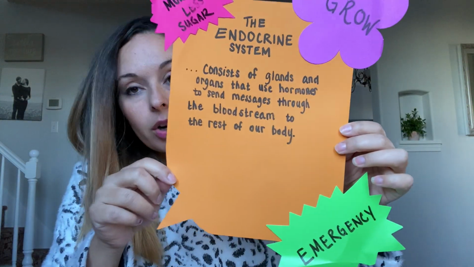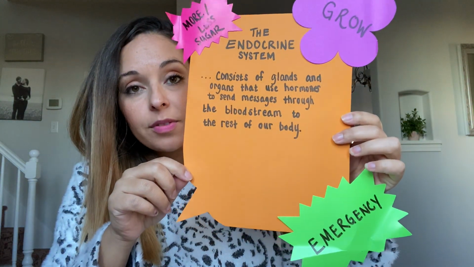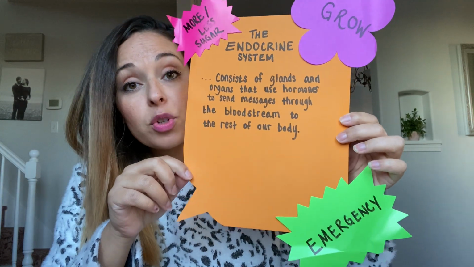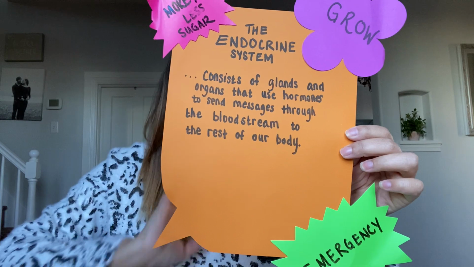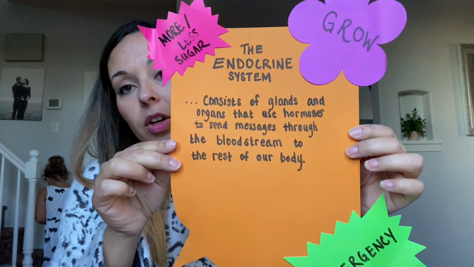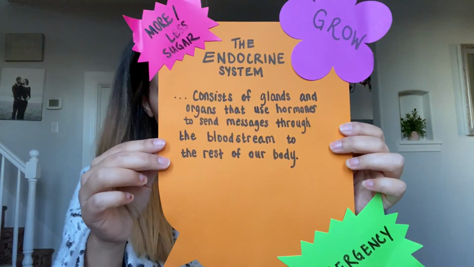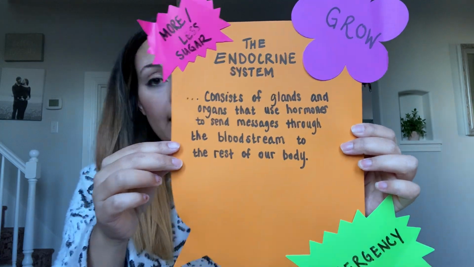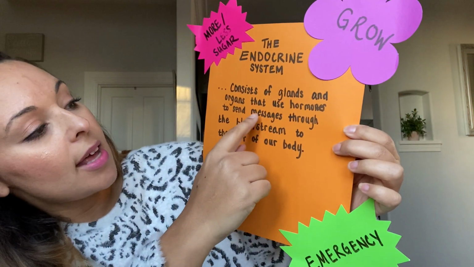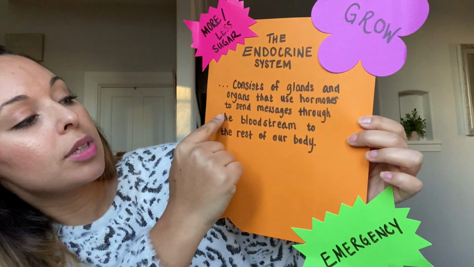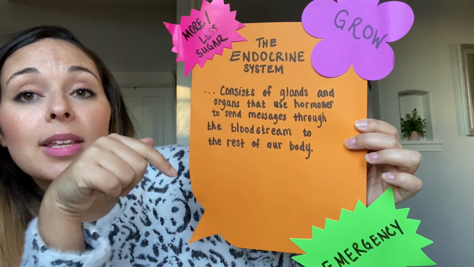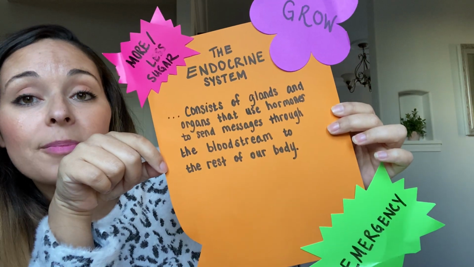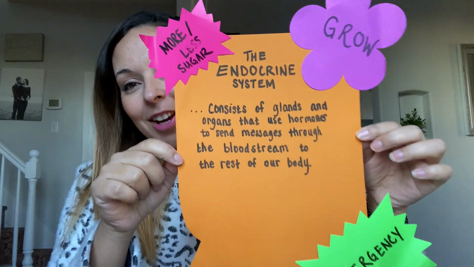We sang this to our same tune, matching with the Missy Wilson video for all of science weeks 1 through 12. And it sounds like this. What is the endocrine system? Glands and organs that use hormones to send messages through the bloodstream to the rest of your body. And that is our endocrine system.